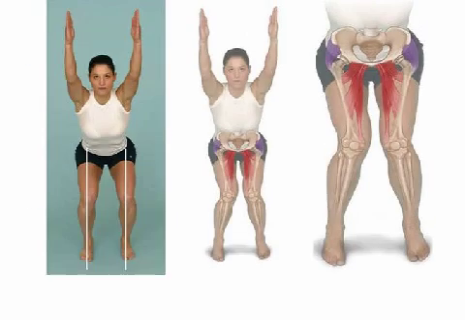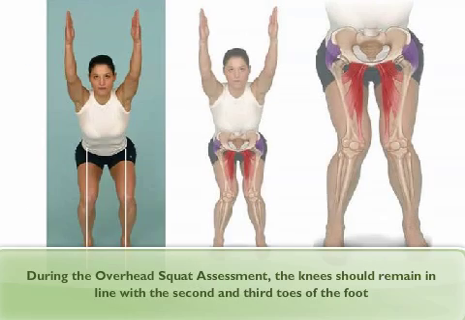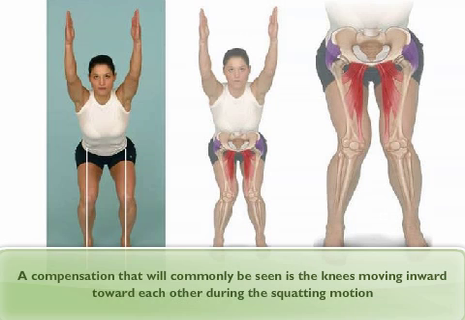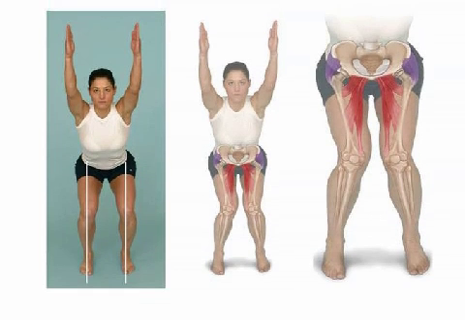For example, during the overhead squat assessment, the knees should ideally remain in line with the second and third toes of the foot. However, a compensation that will commonly be seen is the knees moving inward toward each other, or excessively adducting, during the squatting motion. When this compensation is noted, one of the primary overactive muscle groups is the adductor complex.